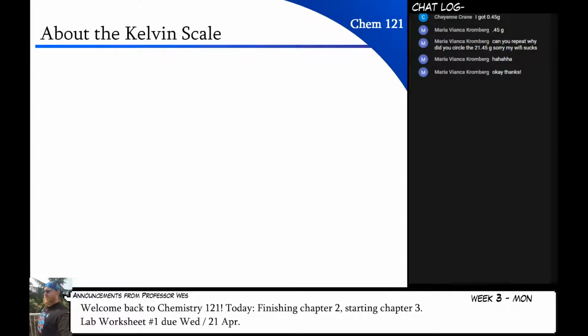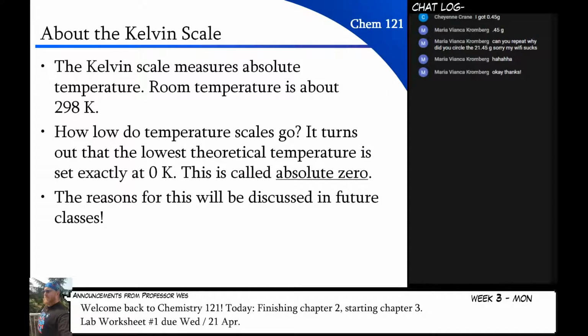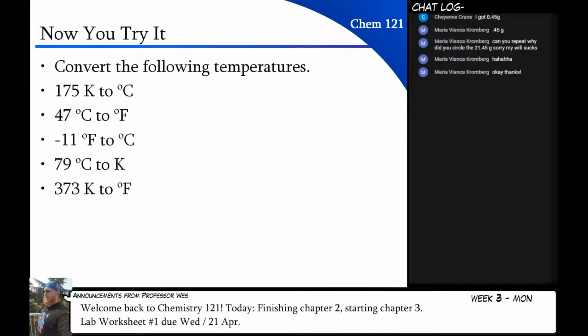All right. This slide just talks about absolute zero, which we already talked about. It'll become relevant when we talk about gases later on, but might as well just introduce it to you now. I'm not going to make you convert these temperatures because you could just type them into Google, so I'm going to just put the homework practice up there. And that's all we're going to do for Unit 2.